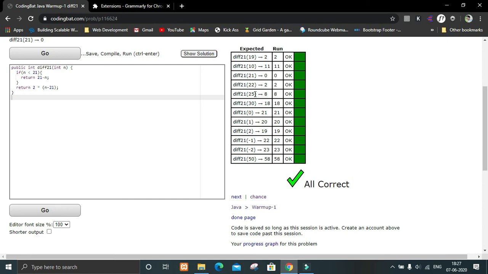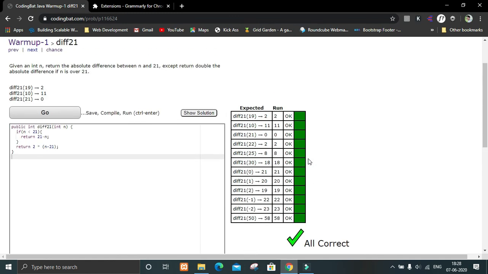And if we give a number more than 21, that is here 25, 25 is more than 21, and 25 minus 21 is 4, and double of 4 is 8. So in the same way, all the conditions are verified.